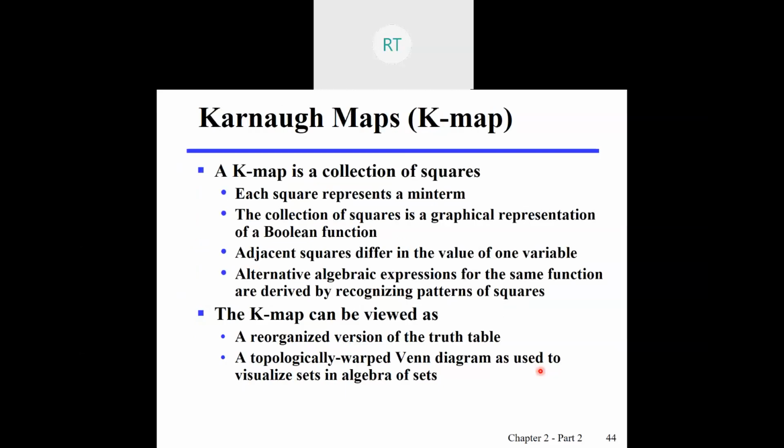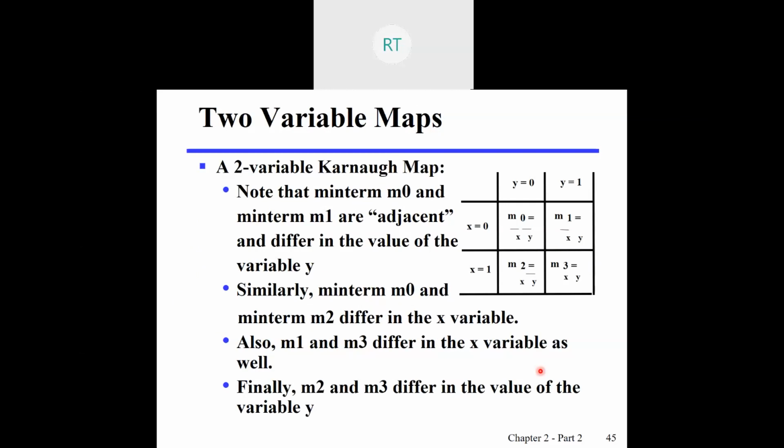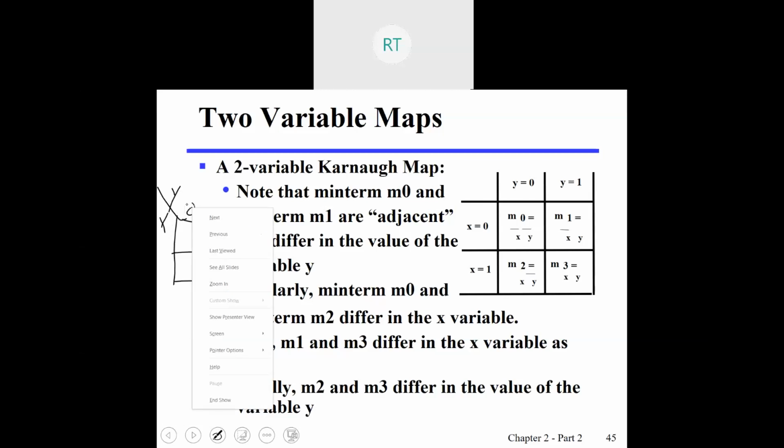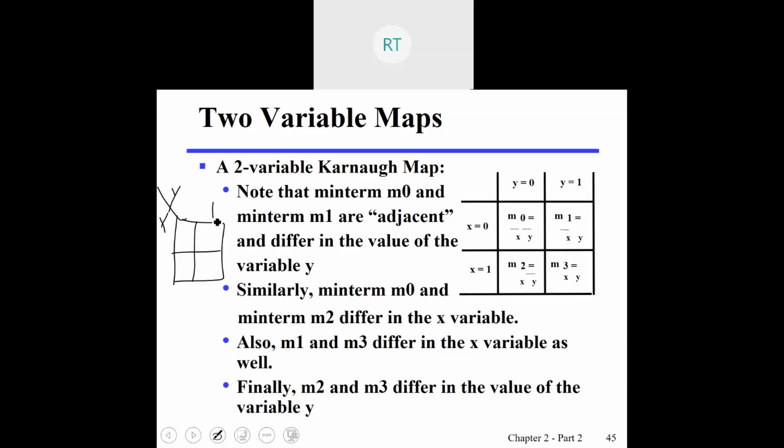What is a K-map? K-map is a collection of squares, and each square represents a minterm. The collection of squares is a graphical representation. Let me show you. It's easier to understand with the figure. Let me draw it for you here on the side. So this is a 2 by 2 K-map. You divide it into squares, and you write here, let's say you have x, y. So this is your x, this is your y. So 0, 1, 0, 1.